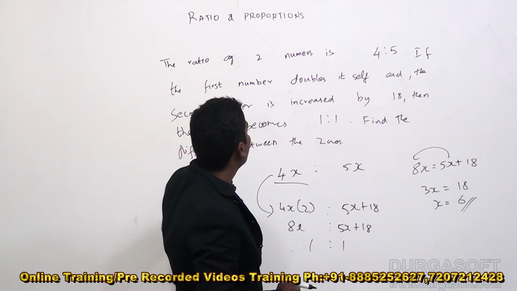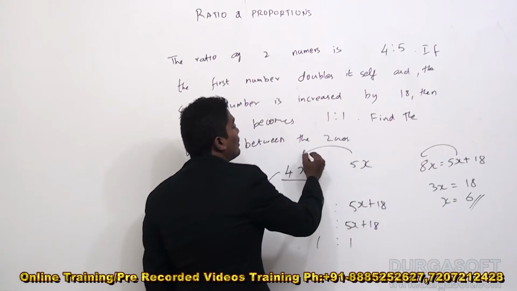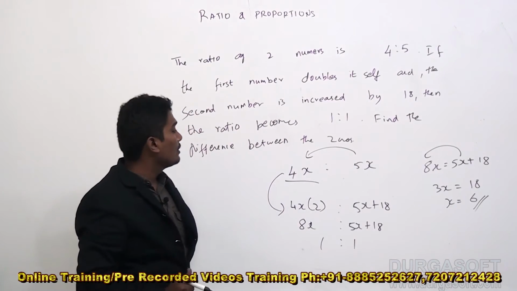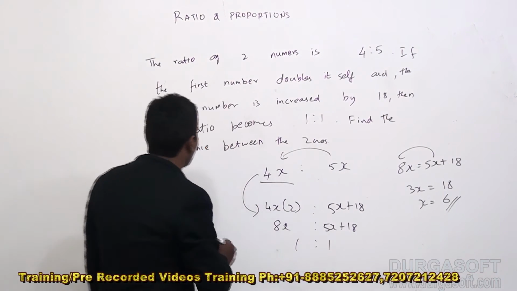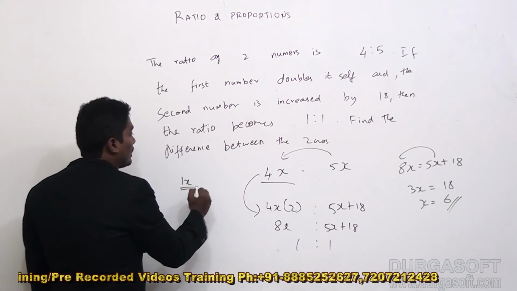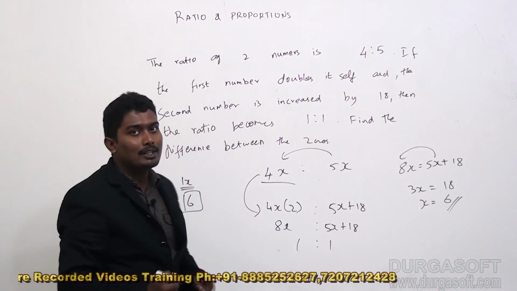The question is, find the difference between the two numbers. So I will find the difference between 5x and 4x. So 5x minus 4x, the difference is 1x. In this case 1x is nothing but 6. So the answer for this question will be 6.